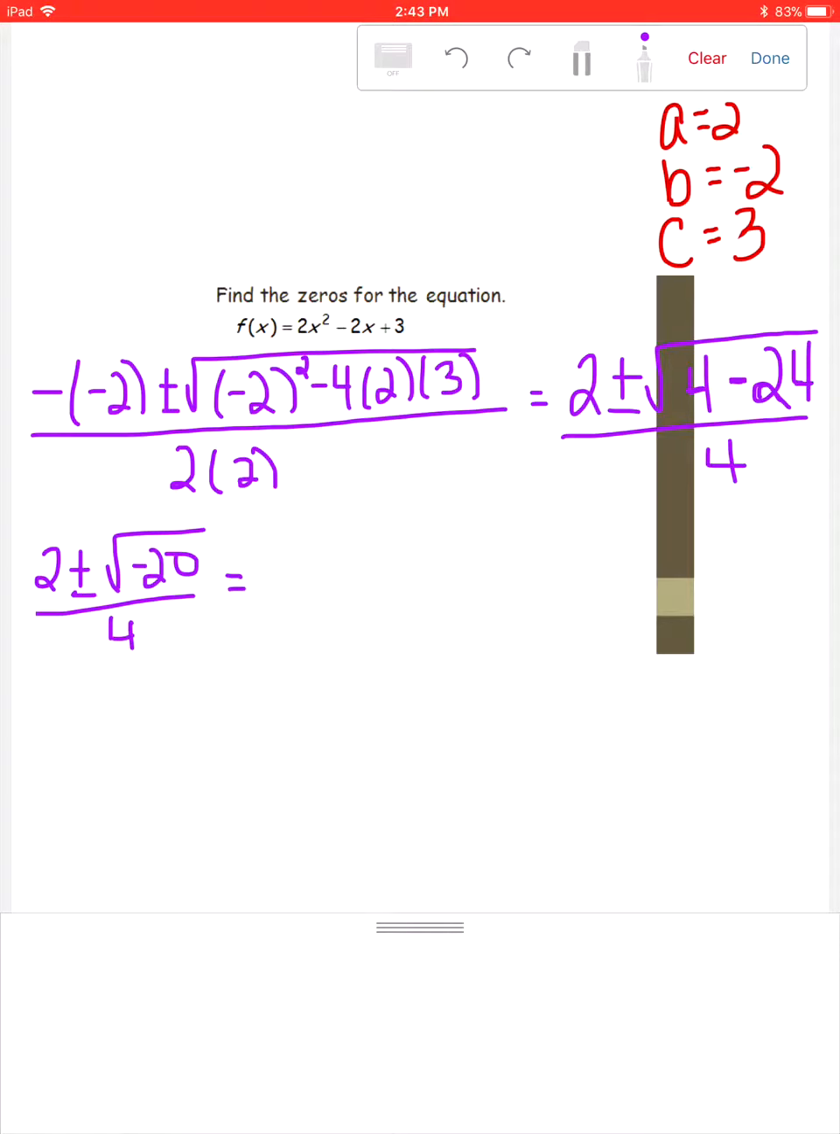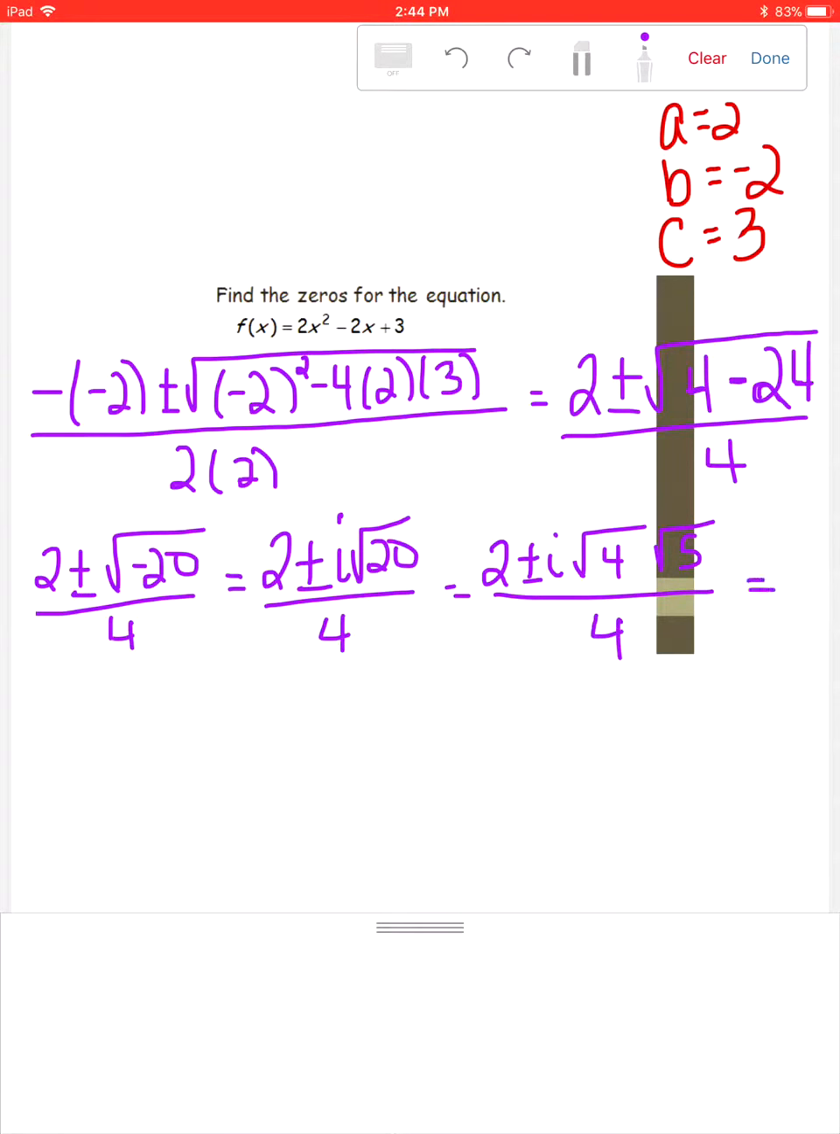I can't leave my radical like that. So first off, the square root of negative 20 is the square root of negative 1 times the square root of 20. So that's 2 plus or minus i radical 20 over 4. And now I need to break up my radical even further. So the square root of 20 can be broken up as the square root of 4 times the square root of 5. So this is 2 plus or minus i radical 4 times radical 5 all over 4. There we go, 2i times the square root of 5 all over 4.